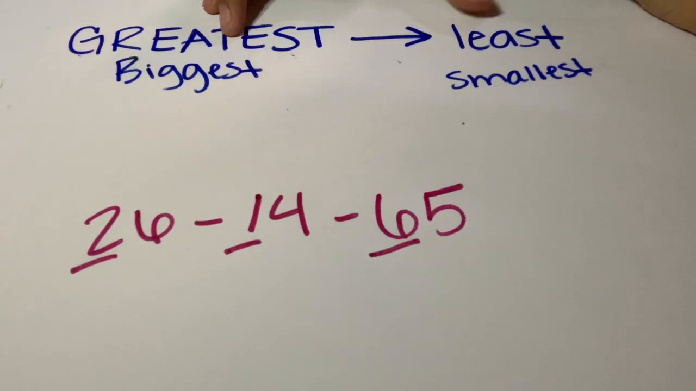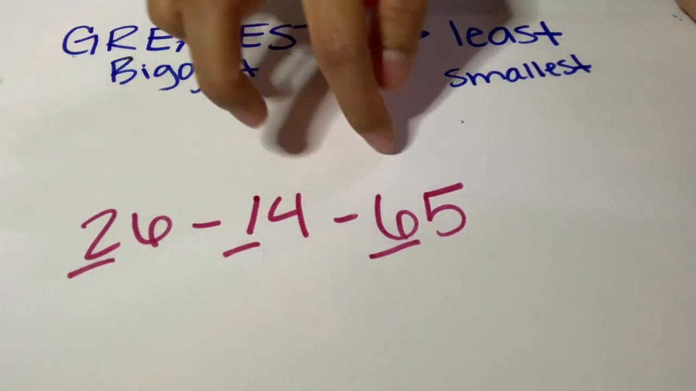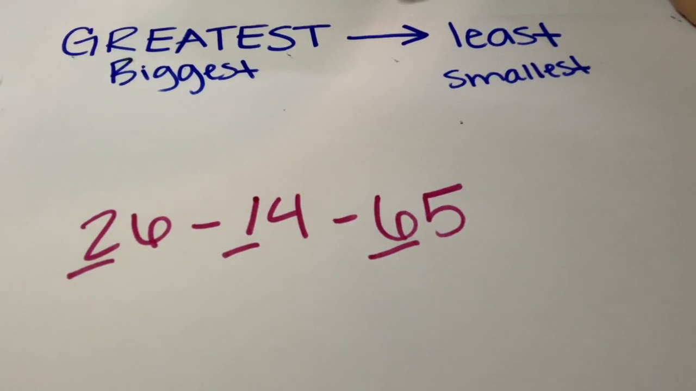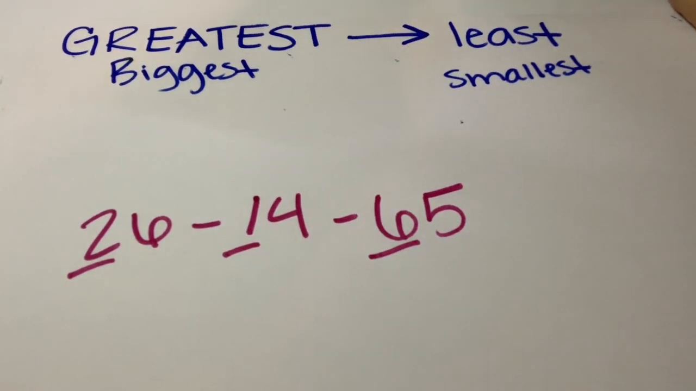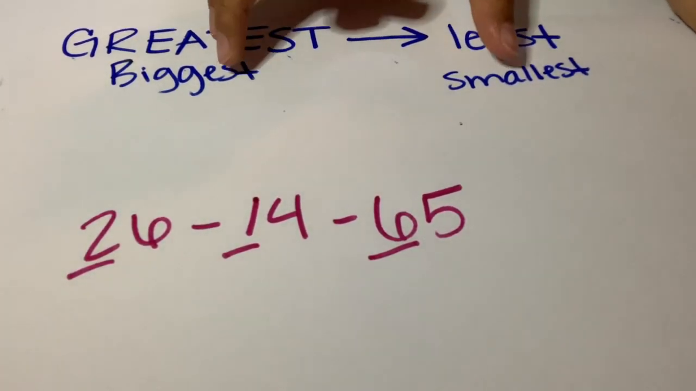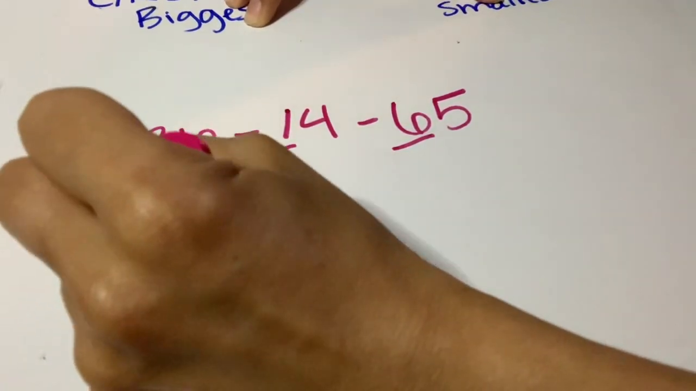Okay? Since we are trying to go from greatest to least, I have to see now which of these numbers has the biggest tens place. Because the number with the biggest tens place, that's the number that I'm going to write first. In this case, the 65 has the largest tens place. So 65 is the number that I'm going to write first.